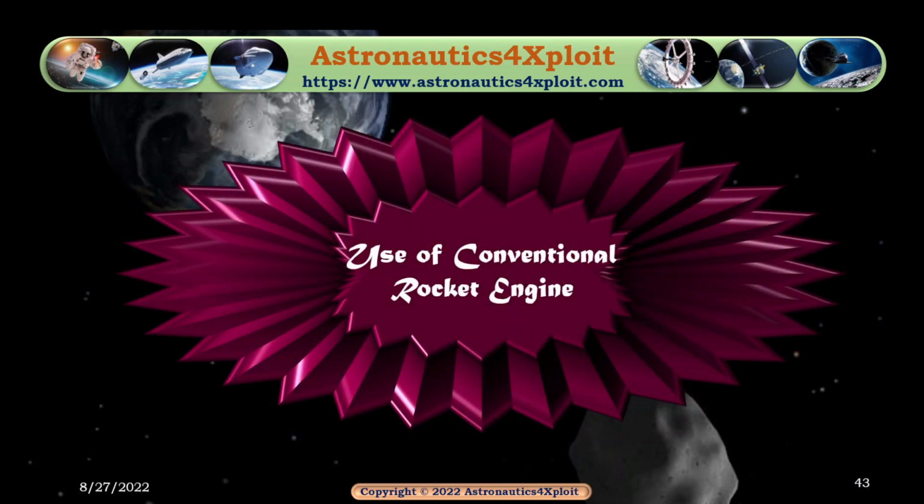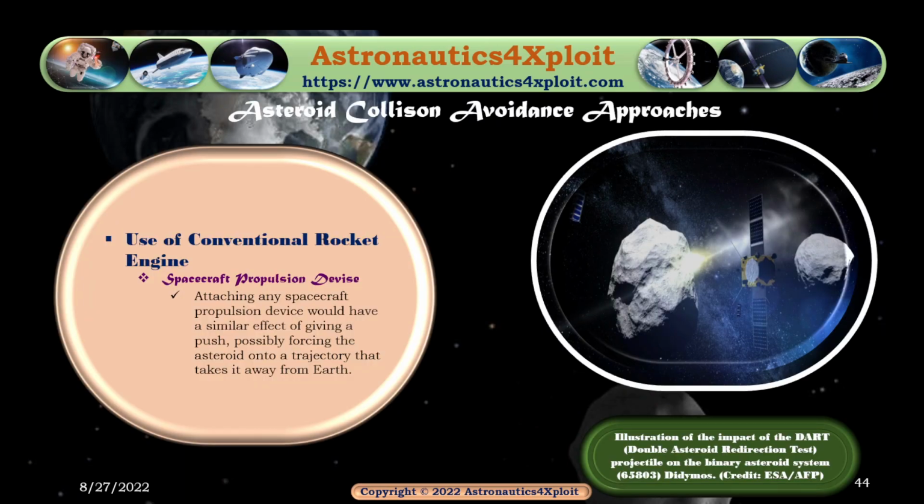Another approach is the use of a conventional rocket engine. Attaching any spacecraft propulsion device will have a similar effect of giving a push, possibly forcing the asteroid onto a trajectory that takes it away from the Earth. This picture shows an illustration of the impact of the DART Double Asteroid Redirection Test projectile on the binary asteroid system.